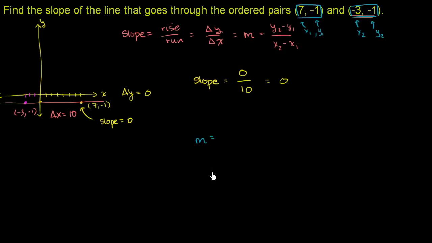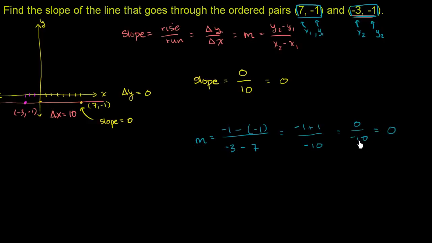And so the slope here, the change in y, y2 minus y1, is -1 minus -1, all of that over x2 minus x1, which is -3 minus 7. So the numerator, -1 minus -1, is the same thing as -1 plus 1. And our denominator is -3 minus 7, which is -10. So once again, -1 plus 1 is 0 over -10, and this is still going to be 0.